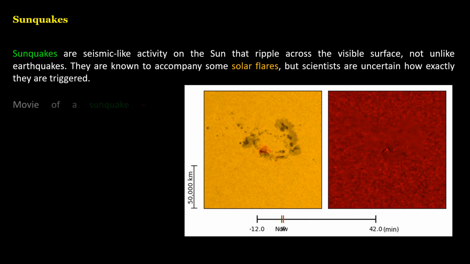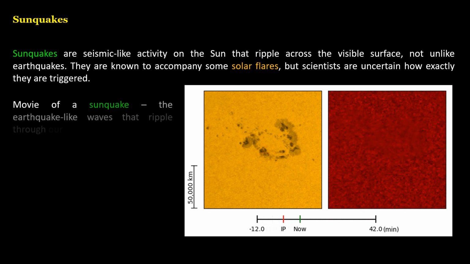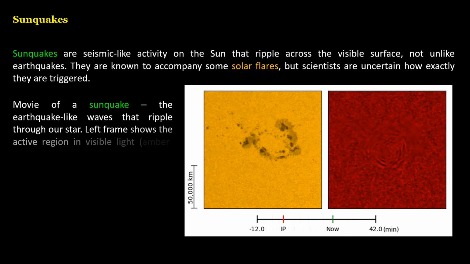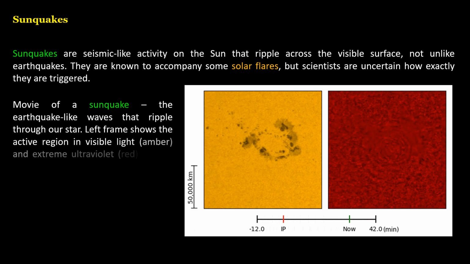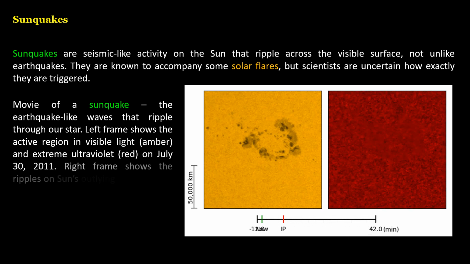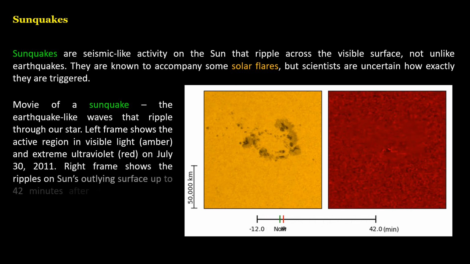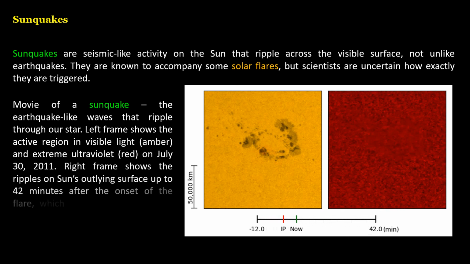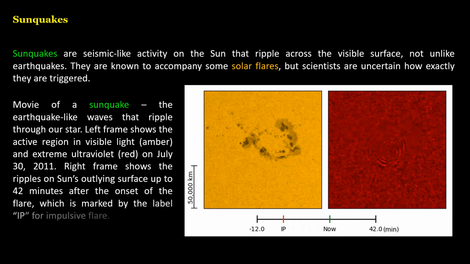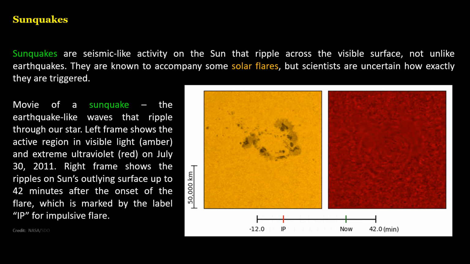Movie of a sunquake, the earthquake-like waves that ripple through our star. Left frame shows the active region in visible light, amber, and extreme ultraviolet, red, on July 30, 2011. Right frame shows the ripples on the Sun's outlying surface up to 42 minutes after the onset of the flare, which is marked by the label IP for impulsive flare.